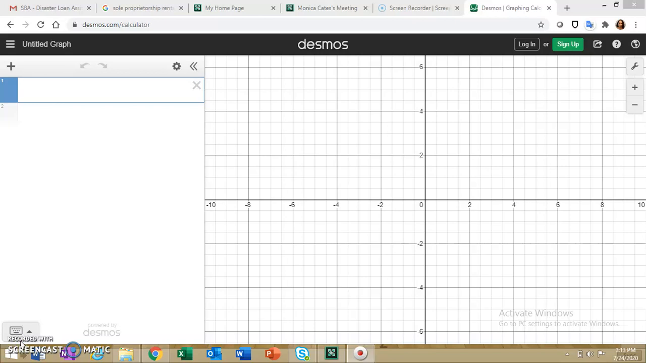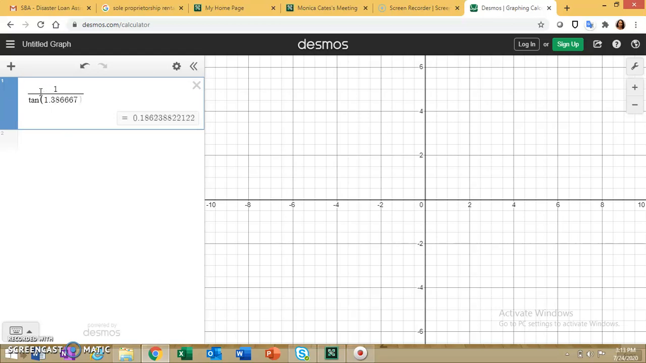Alright, so here I have it pulled up for us. I'm using my free graphing calculator at desmos.com. As you can see here, desmos.com. And I'm going to use both ways to find my answer, so you can see that both of them work out. So that's 1 divided by tangent of my angle, which was 1.38667 divided by 2.